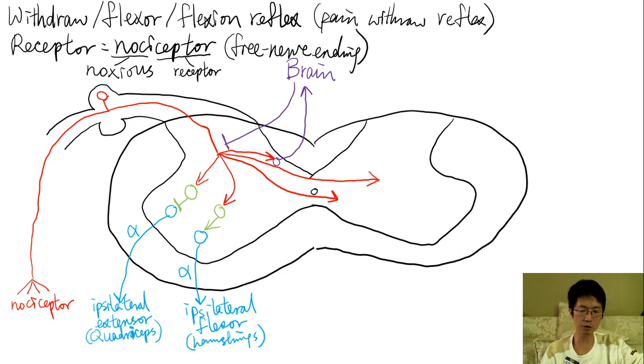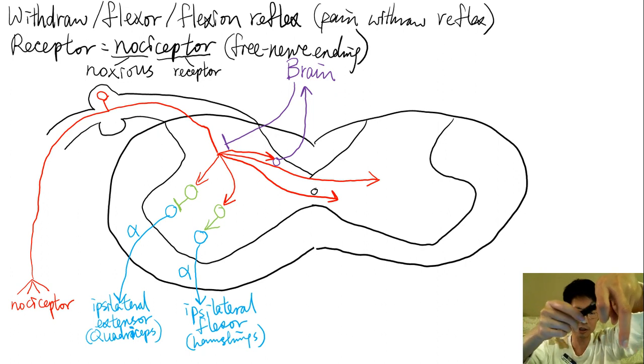So when you step on a nail, this leg will withdraw, contracting the hamstring at the back and relaxing the quadricep anteriorly. Then you withdraw your leg. Okay.